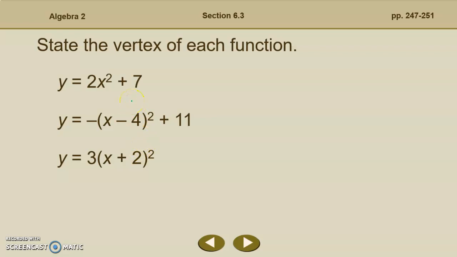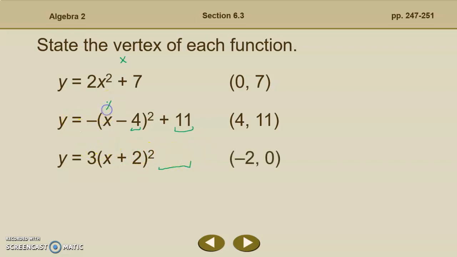If you look at y equals 2x squared plus 7, hopefully you notice there's no linear term, there's no x term. And you remember that in that case, the vertex is just 0 plus the constant term. So our vertex is (0, 7). In our second example, it's written in vertex form. And hopefully you notice that our vertex is (4, 11). Now the last one is also written in vertex form, but there's no constant out here. That means that our vertex is (-2, 0).